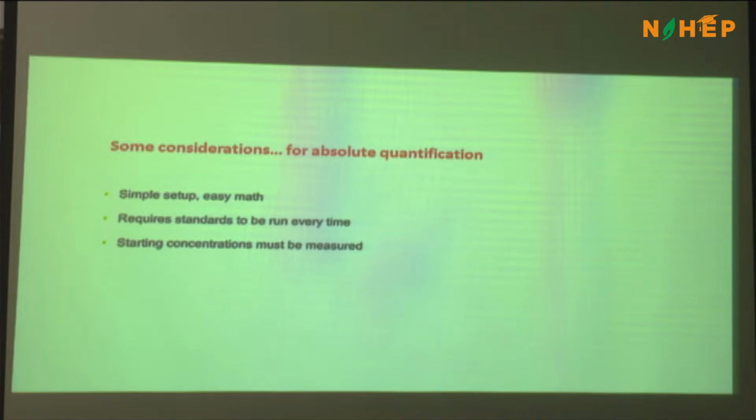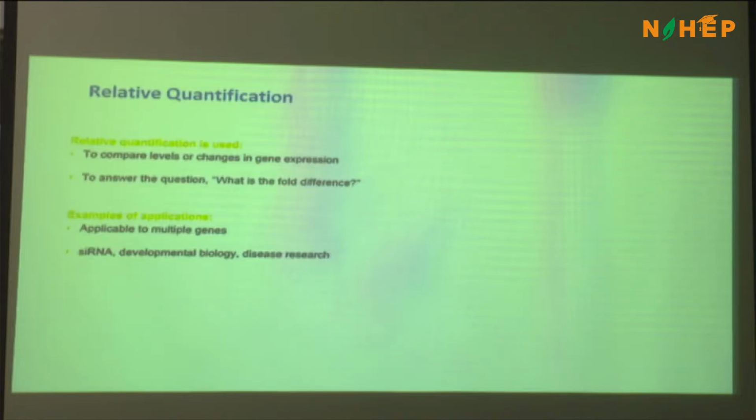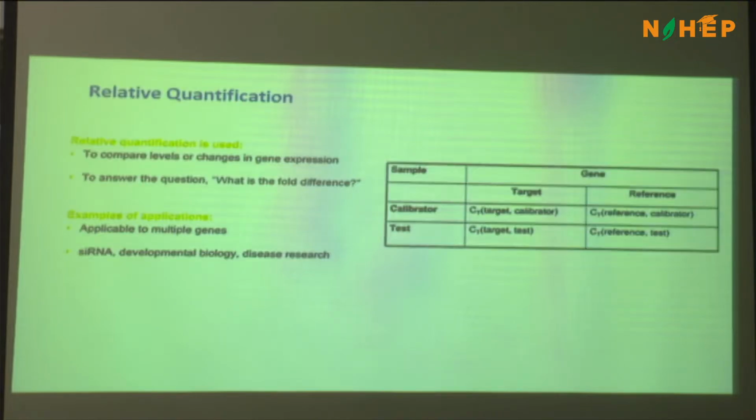Some considerations for absolute quantitation: it's not very complicated, a very simple setup, and easy mathematics because you have the standard curve already prepared. You require a standard to be run every time you are doing qPCR, and the starting concentration must be measured. Relative quantitation, this is very important.